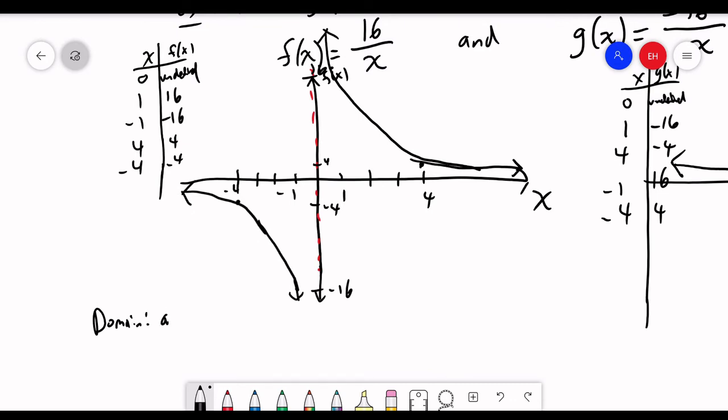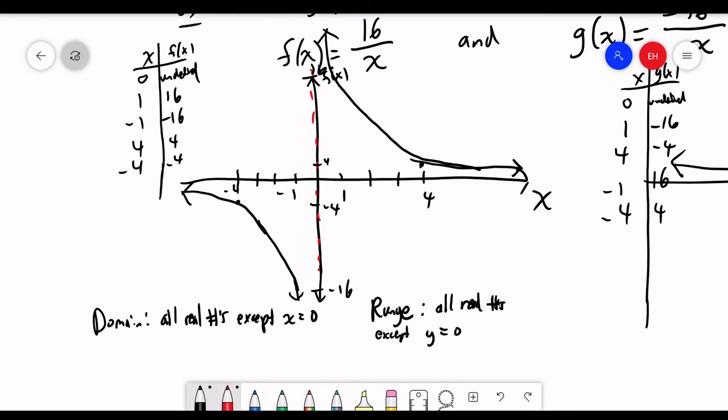Okay. So let's talk about domain and range, since we usually do that when we sketch a new function. So the domain is going to be all real numbers except x equals 0, because when we put 0 in, we get undefined. So we can't put in 0, but we can put in anything else. And the range is going to be, well, what outputs do we get out? Well, we get anything we want, except we can't get 0. No matter what we put in for x, we won't get 0 out. So range is going to be all real numbers except y equals 0.